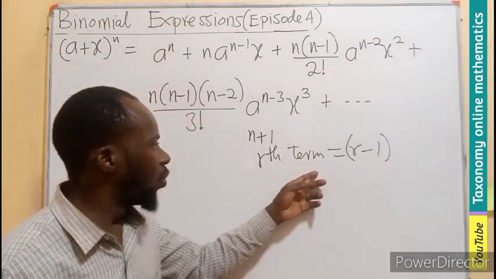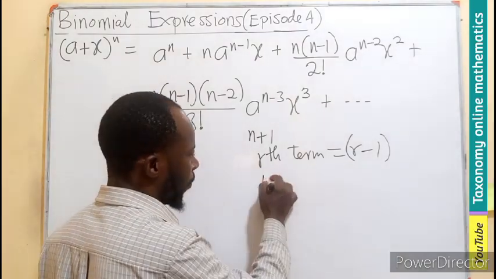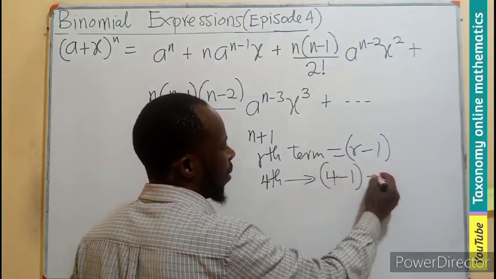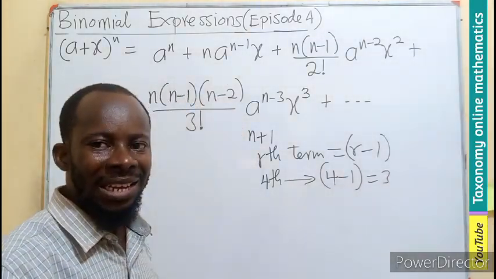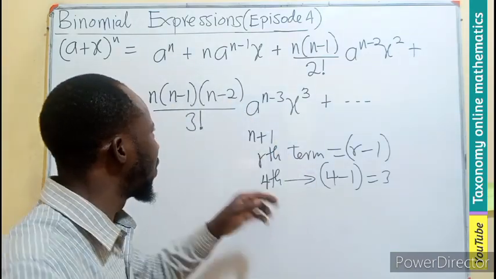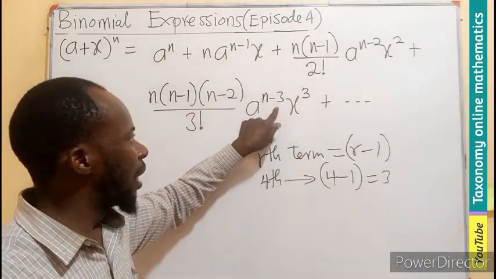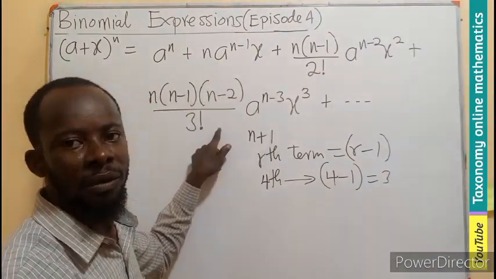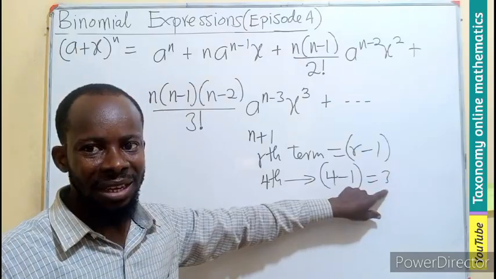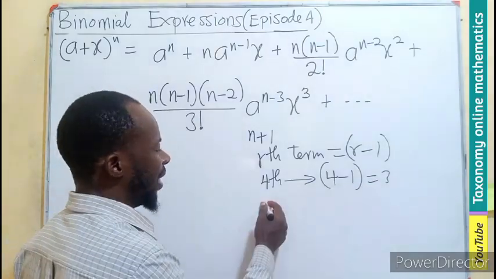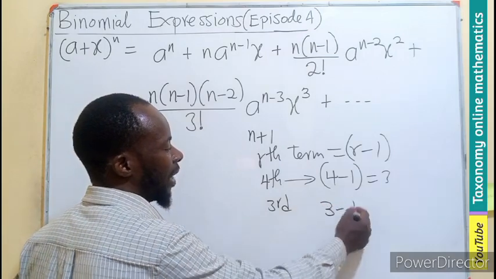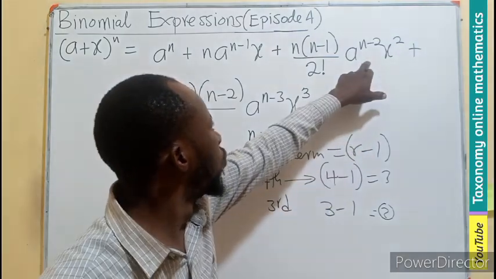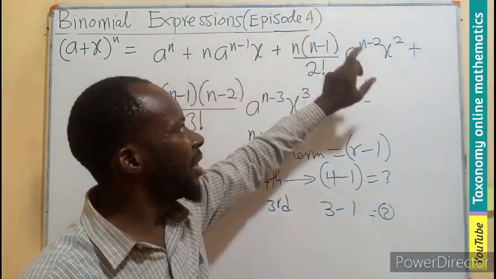So if I'm looking for the fourth term, it means that it is going to be 4 minus 1, which gives you 3. And that is evident in the powers that we are having. You see the power 3, 3. So this is the fourth term: 1, 2, 3, 4. Fourth term. If also I am looking for the third term, it will become 3 minus 1, which is 2, which is also evident in the powers. 2. First term, second term, third term.